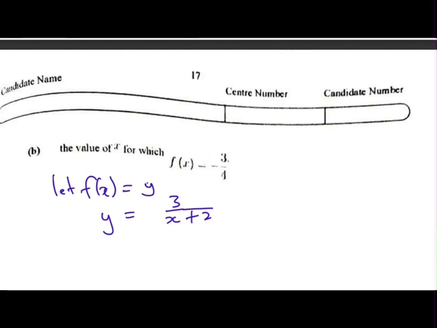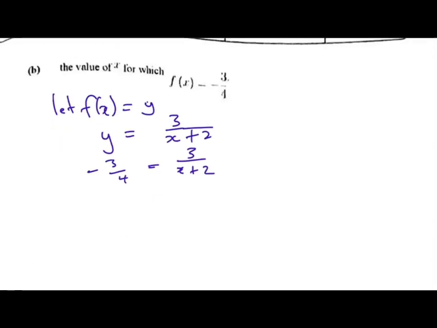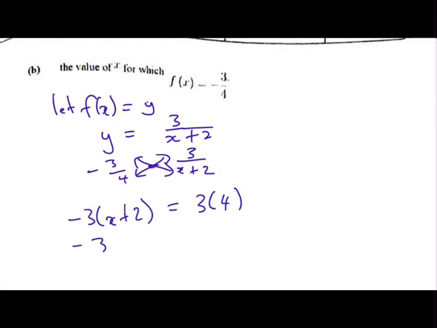Since we've been given that y is equal to minus 3 over 4, then minus 3 over 4 is equal to 3 over x plus 2. We do cross multiplication. Minus 3 we're going to multiply by x plus 2, and then 3 is going to be multiplied by 4. So it will be minus 3 bracket x plus 2 is equal to 3 bracket 4. This will give us, when expanded, minus 3x minus 6 is equal to 12.